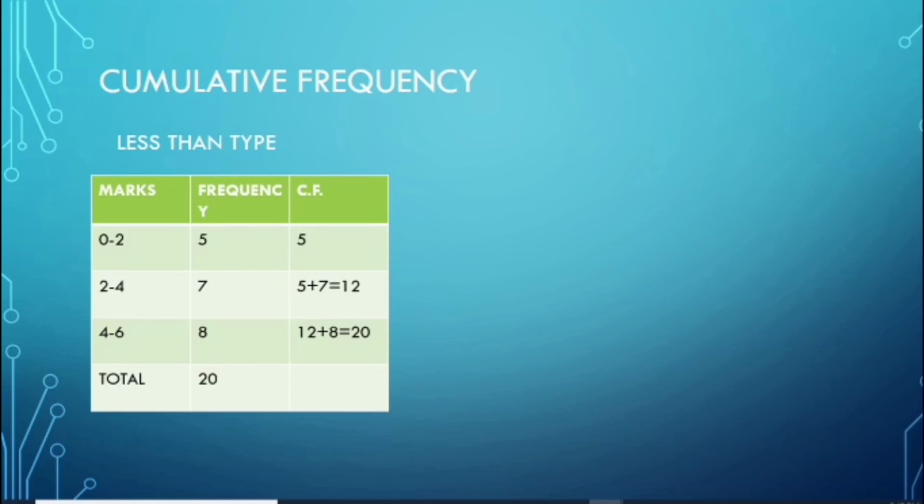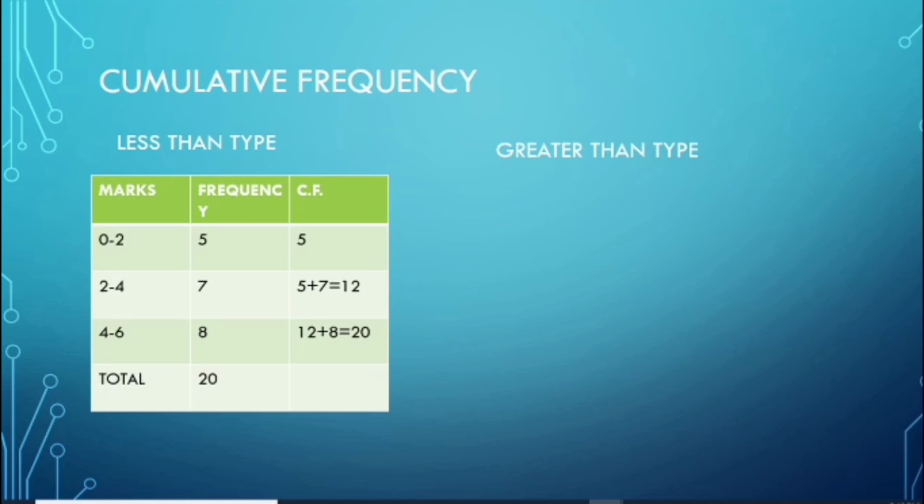Go to the second row. Consider the upper limit. It's 4. How many students have got marks less than 4? So this time you'll include all those students who have got marks 0, 1, 2 and 3. So what you need to do is add both the frequencies 5 and 7. So 5 plus 7 will give you 12. This is your cumulative frequency for the second row. Basically, you'll add the cumulative frequency of the previous row to the frequency of the current row. Go to the last one, ask the same question, and you'll get the answer as 20.